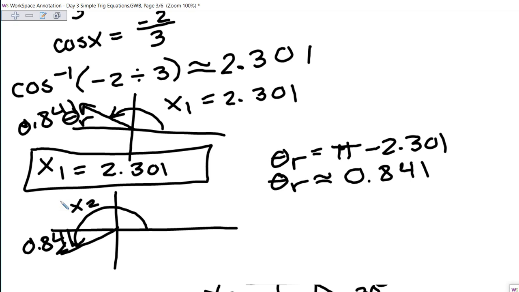So how would I find the entire measure for x2? Yeah. It's going to be pi plus that reference angle, which is 0.841. And what would that be to 3 decimal places? 3.983. We need to make sure we're focusing. 3.983. Next problem.